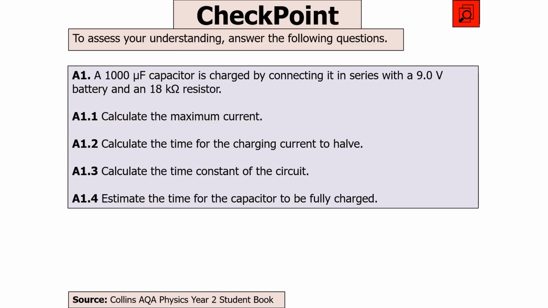The next question says a 1000 farad capacitor is charged by connecting in series with a 9 volt battery and an 18 kilo ohm resistor. Calculate firstly the maximum current, then calculate the time for the charging current to halve, then calculate the time constant of the circuit, and then estimate the time for the capacitor to be fully charged. So pause the video now, then unpause the video when you want to go through your answer.